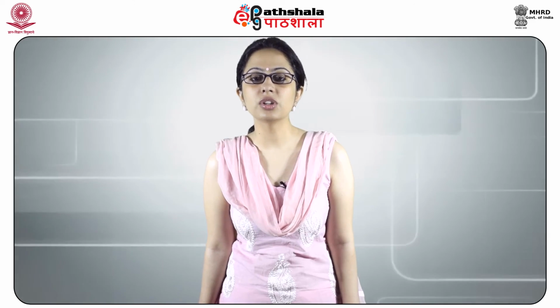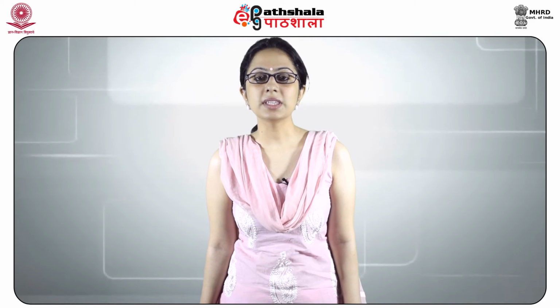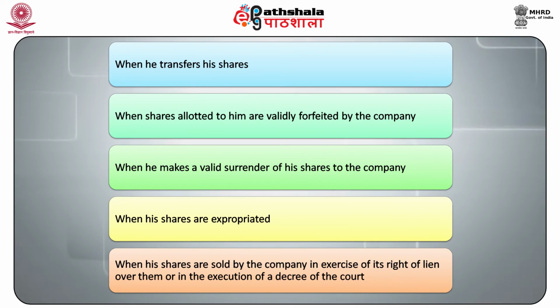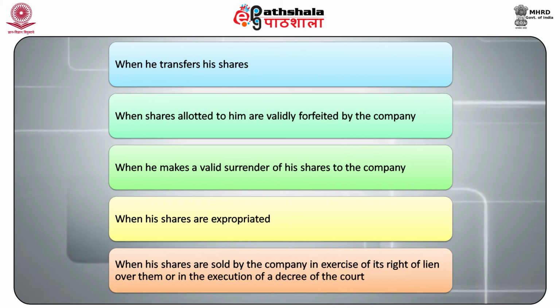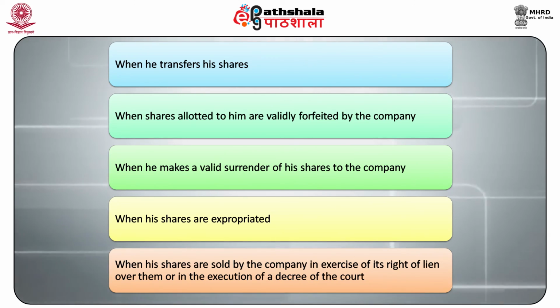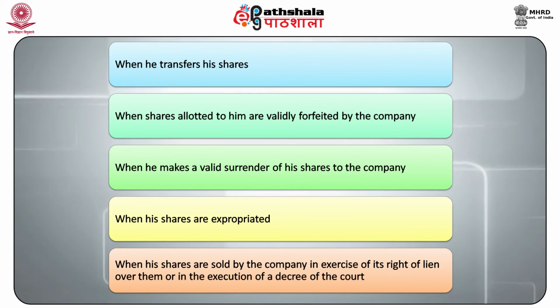What is termination of membership? A person will cease to be a member of the company in one of the following ways. First, when he transfers his shares. Second, when shares allotted to him are validly forfeited by the company. Third, when he makes a valid surrender of his shares to the company. Fourth, when his shares are expropriated. Fifth, when his shares are sold by the company in exercise of its right of lien over them or in the execution of a decree of the court.